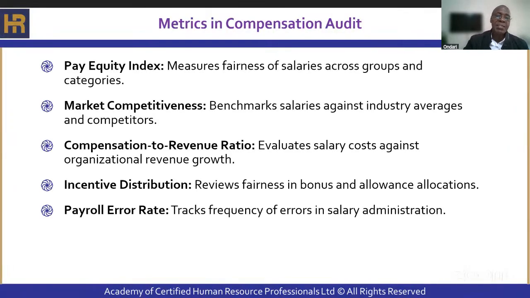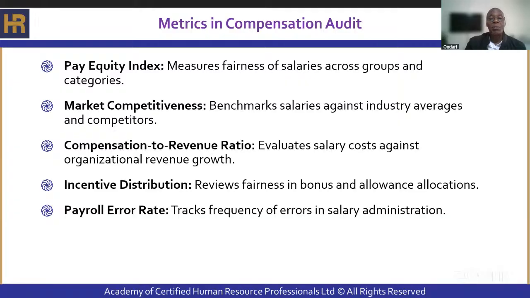What are the metrics or measurements of compensation audit? One is the fairness in payment, that is pay equity. Two, market competitiveness, either above average or below market rate. Three, compensation to revenue ratio, that is, how much are we compensating people? How much are we generating as revenue? We should be able to live within our means. If compensation is more than revenue, then we are working on losses.